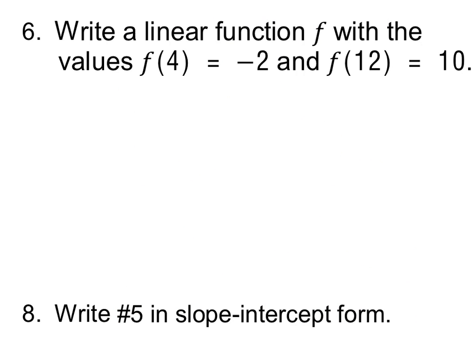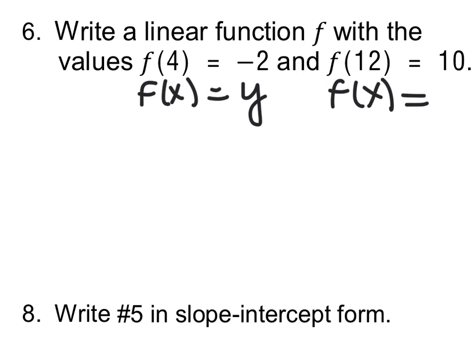Problem 6 on the back asks us for literally the same thing as problem 5. It's just asking in a different way. So it says write a linear function f with the values f of 4 equals negative 2 and f of 12 equals 10. It's important to remember that normally we see f of x equals y. So I'm going to write that underneath both of these, that f of x equals y.